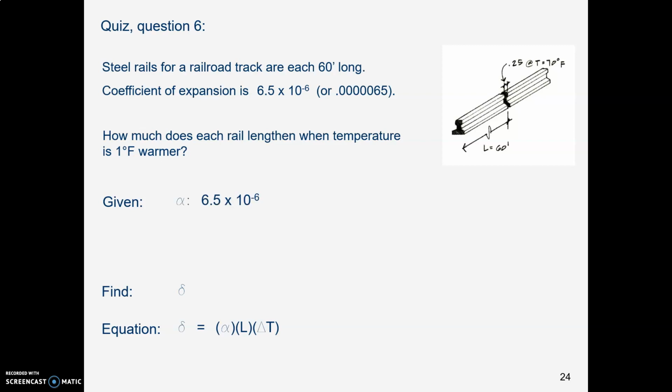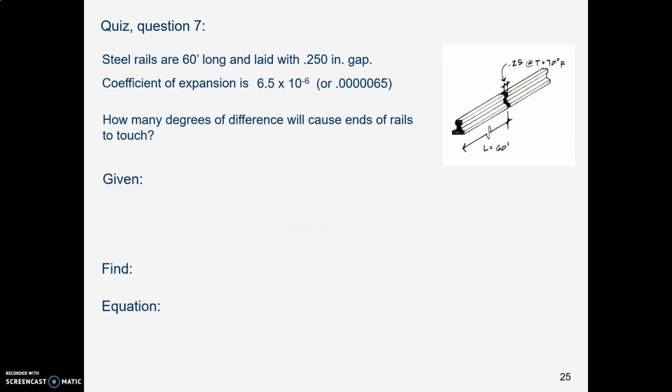And what are we given? There's our coefficient of thermal expansion for steel. We're given the length. Now that's in feet. Should we convert it to inches? Why, yes, we should. 60 feet times 12 should be 720 inches. And do we have delta T? Yes, it's 1. So now we can plug all our numbers into our equation and find out how much the rail lengthens when it gets 1 degree warmer. Let's go on to the next question.